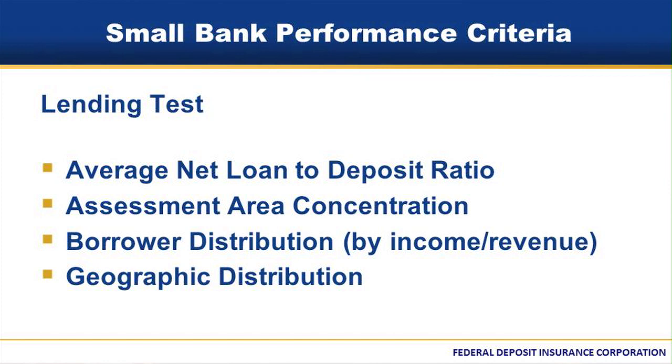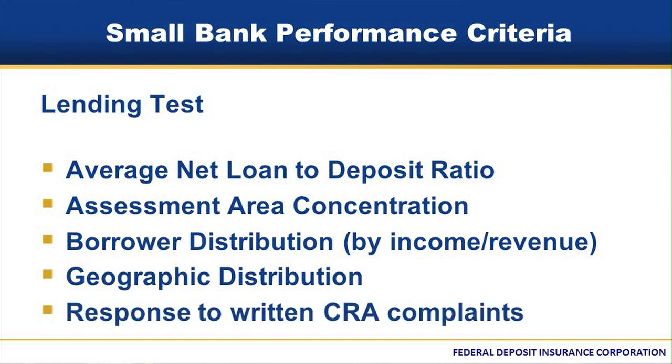Last, the FDIC will assess your bank's response to any written CRA complaints received by the bank since the last CRA evaluation. Any CRA complaints and your bank's response should also be included in your CRA public file. Banks have the option to receive consideration to enhance a satisfactory rating by including the evaluation of qualified community development investments and retail services. If you would like to consider this option, please be sure to inform the examiners at the beginning of the review.